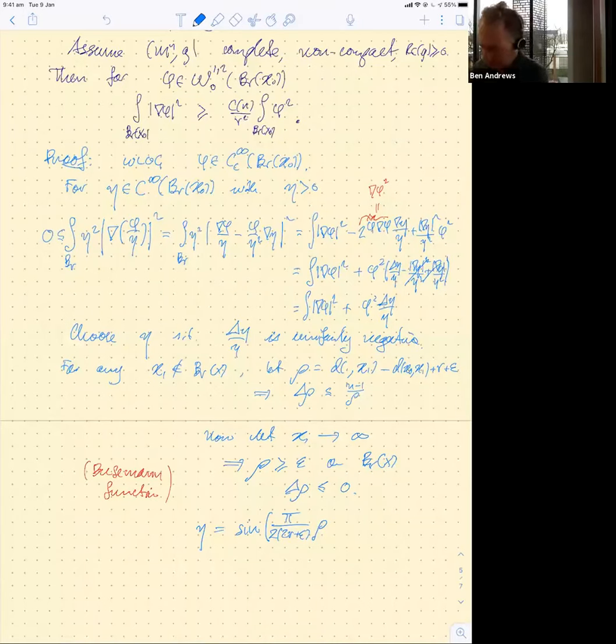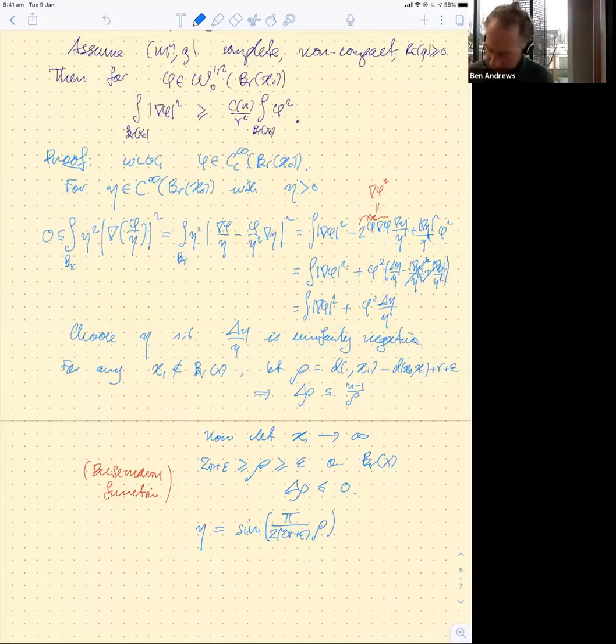Okay, why that value? Well, in fact, we have rho is greater than or equal to epsilon, but it's also less than or equal to 2r plus epsilon on this ball of radius r. That's just the triangle inequality. So that means that the arguments of rho will stay in the part where sine is an increasing function.